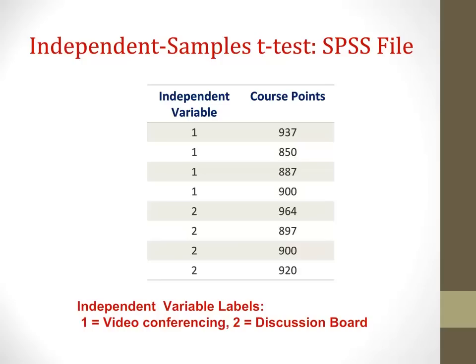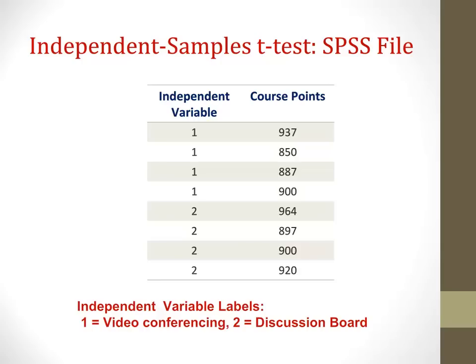Here we see an example of what a file set up for an independent samples t-test will look like in SPSS. Here you can see that the grouping variable or the independent variable is on the left. The 1 indicates individuals who were in group 1, the video conferencing or treatment group, and the 2 indicates that those are the scores for the individuals in group 2, the discussion group or the control group. The individual scores on the dependent variable are entered into the next column. Here we see it under course points. Here we can see the data from a portion of our sample, 4 from the treatment and 4 from the control group.